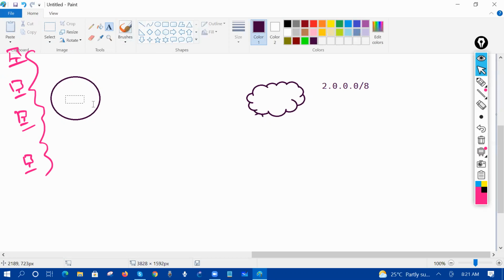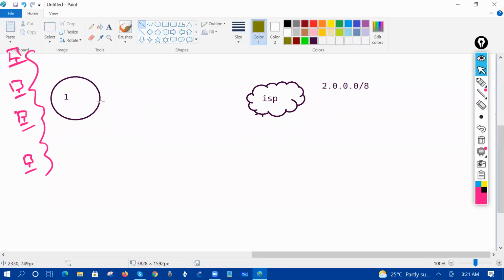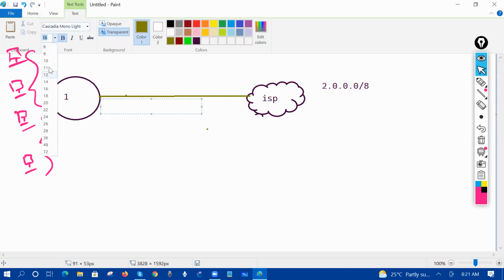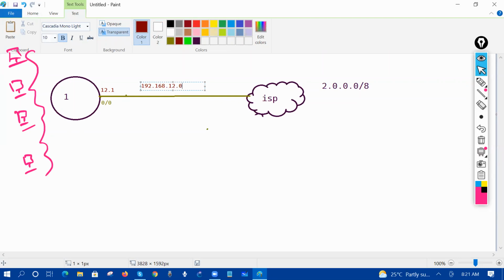So what happened? This is my router number one, and this is my ISP. I have to take one connection between this guy and this guy. This interface is 0/0, and I can call its IP address 12.1. The subnet I'm going to use over there is /24, and the other side will be 12.2, and this interface again is 0/0.